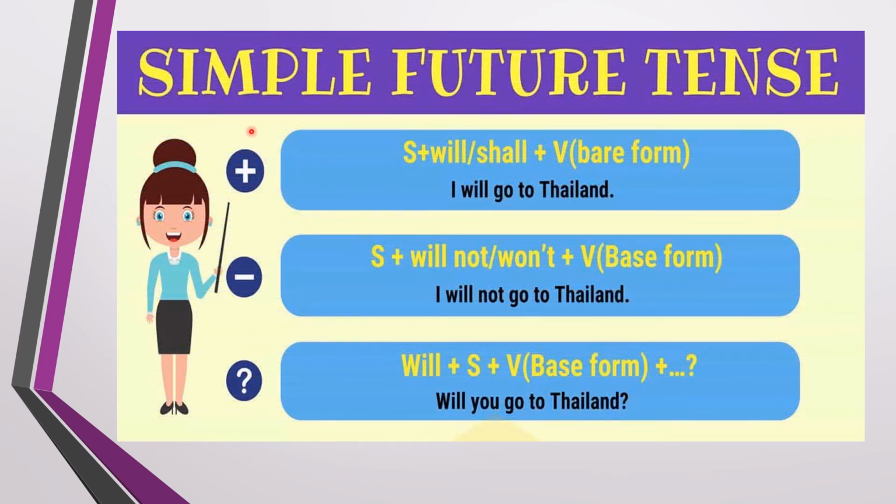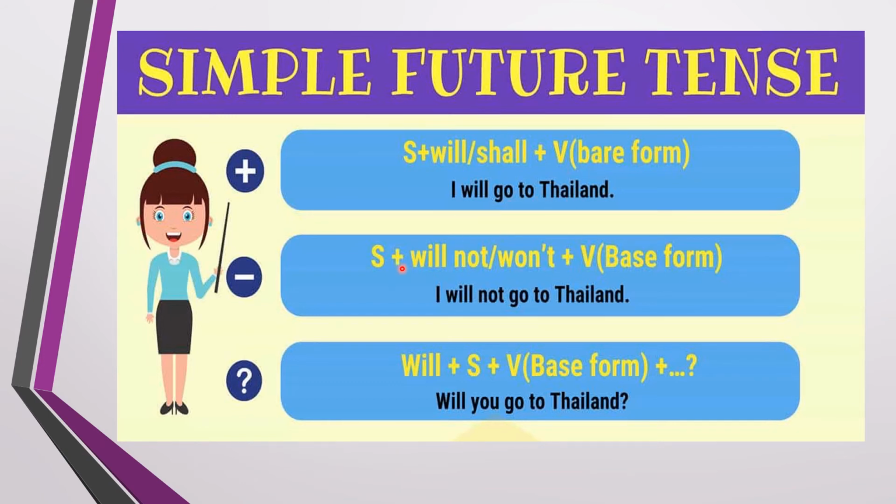Now, dear girls, let us talk about the simple future tense. Our sentences in English, as you all know, are divided into 3 types: affirmative, negative, and questions. Let us talk about the affirmative form first. Our affirmative sentences should begin with the subject, followed by will or shall, and the base form. I will go to Thailand.